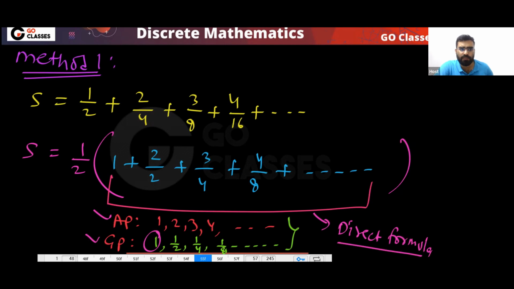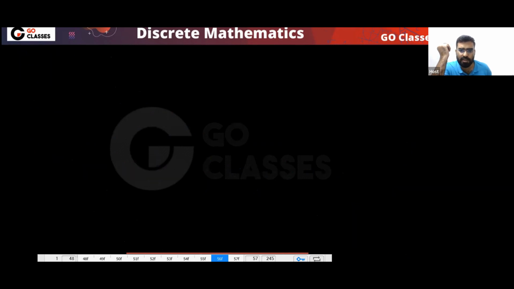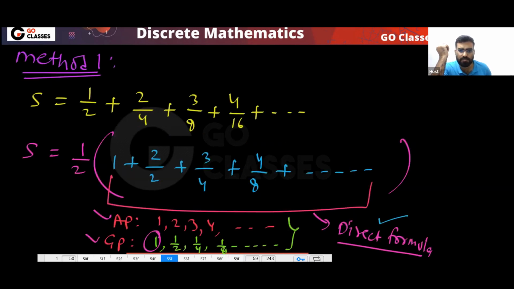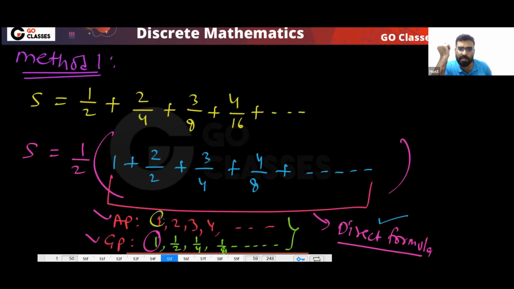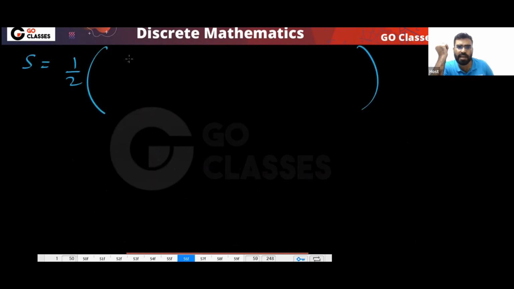Isn't it simple? What we did is take 1 by 2 out, take 1 by 2 common. Then finally you can apply the direct formula here. So what will I get? S will be equal to 1 by 2 times, now applying the direct formula, A upon 1 minus R, where this is your A.